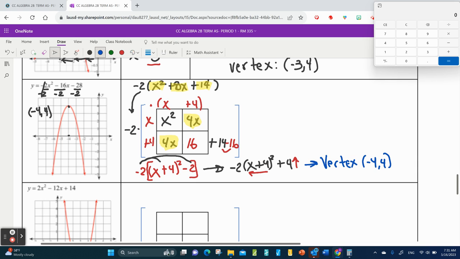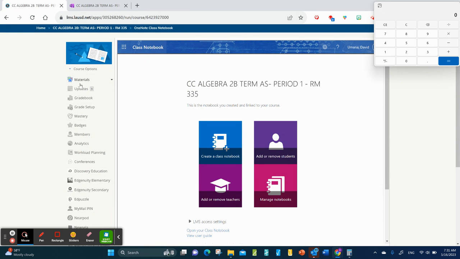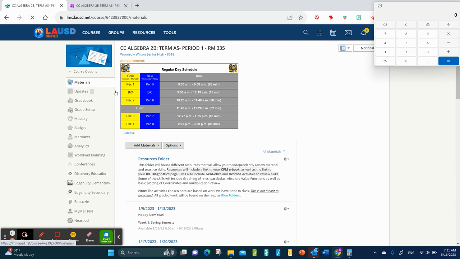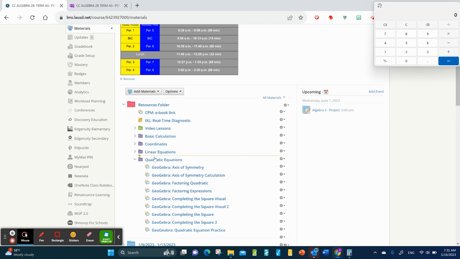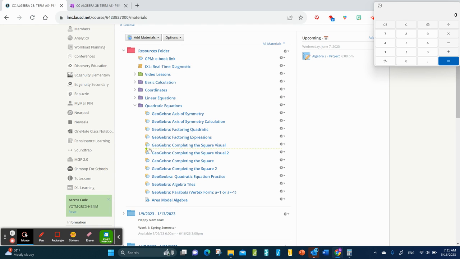Okay. Now, just to kind of finish it all off, you can find copies of this technique. Let me change pages. By going to your red folder, and inside the red folder, if you click on quadratic equation, you would be able to find two parts. The first one is going to be the axis of symmetry calculation right here. And the second one is going to be completing the square or completing the square part 2. These give you practice for the exact same calculation I just reviewed.